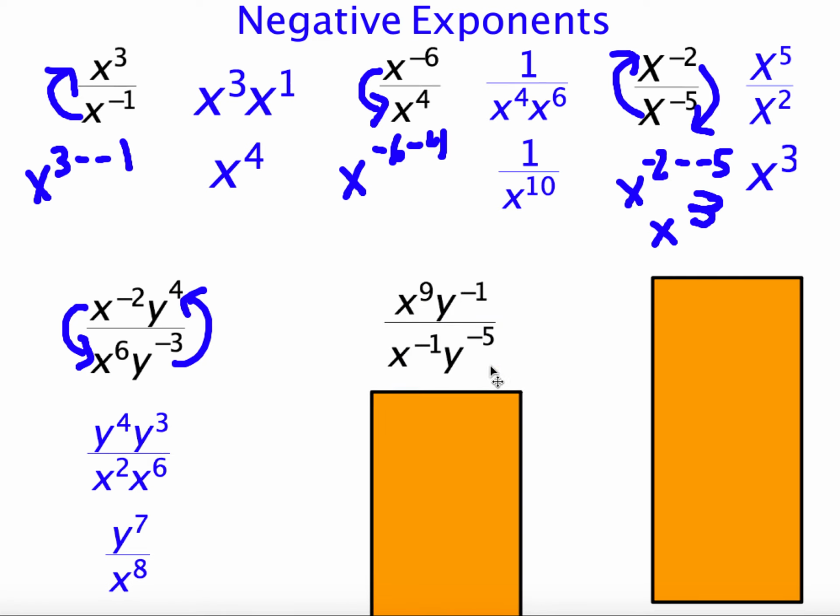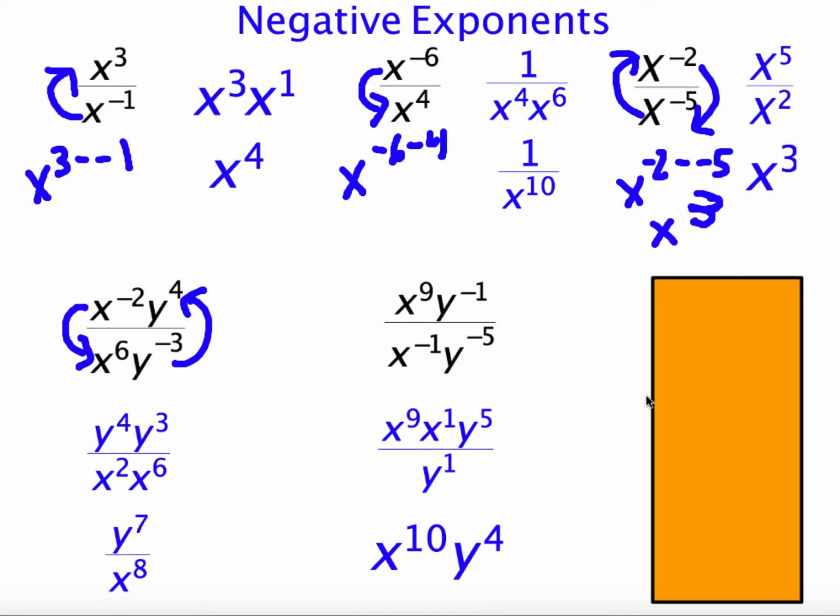Next problem. X to the 9th, y to the negative 1, divided by x to the negative 1, y to the negative 5th. Press pause. Hopefully your final simplified expression is x to the 10th, y to the 4th.